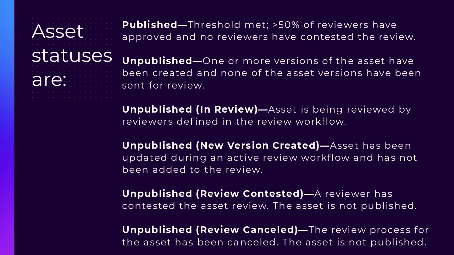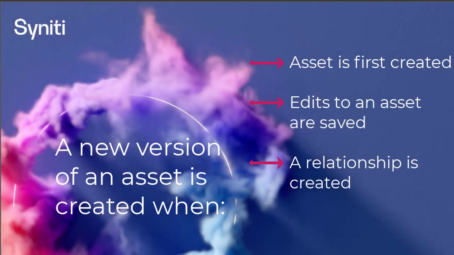If you are an administrator, business admin, or author user, you can create a new version of an asset. You may only edit the latest version of an asset. A new version of an asset with a status of unpublished contains proposed changes to an asset and is created when you create an asset, you edit and save changes to an asset, or when you create a relationship between an asset and another asset.